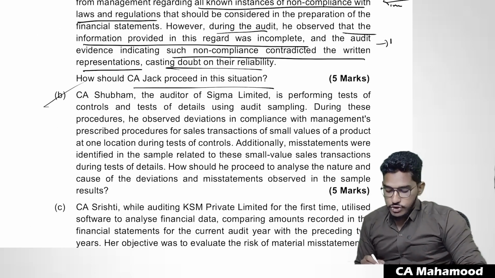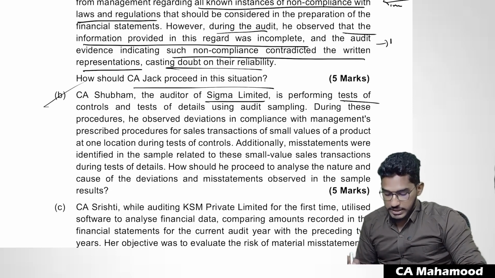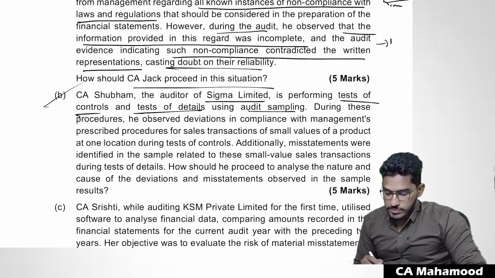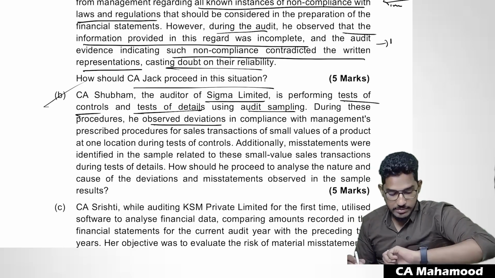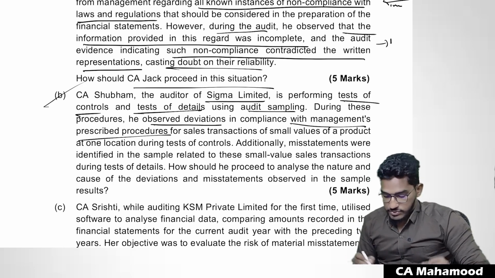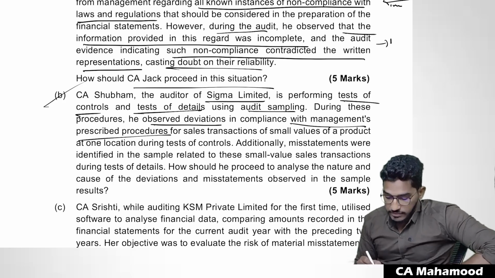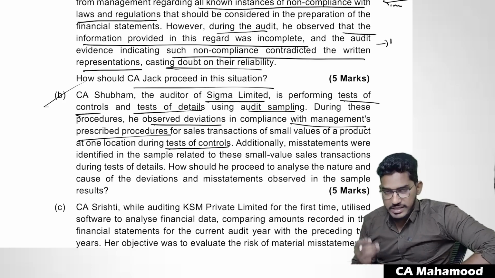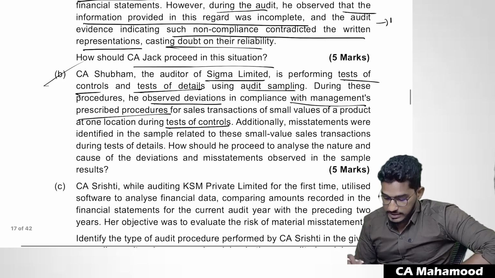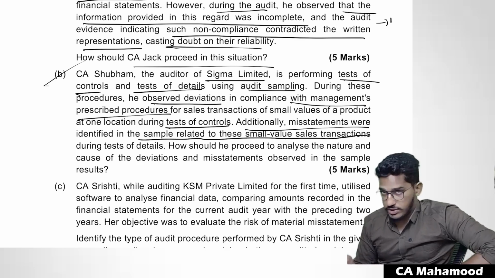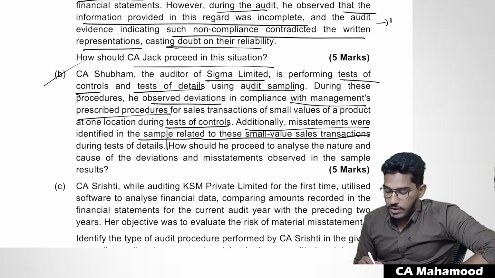Next. CA Shubham, the auditor of Sigma Limited, is performing test of controls and also test of details using audit sampling. During these procedures, he observed deviations in compliance with the management's prescribed procedures for sales transactions of small values of a product at one location during test of controls. Additionally, misstatements were identified in the sample related to the small sale value transactions during test of details. How should he proceed?